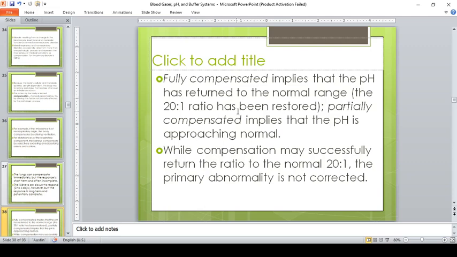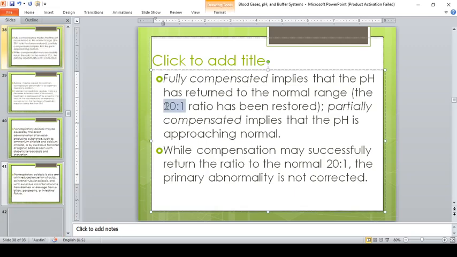Fully compensated implies that the pH has returned to a normal range. The 20:1 ratio has been restored. Normally kasi guys, ang ratio ng bicarbonate into carbonic acid, that is 20:1. So, yun yung tinatawag na fully compensated. Normal na ulit yung ratio ng bicarbonate into carbonic acid, that is 20:1. Partially compensated implies that the pH is still approaching the normal range.